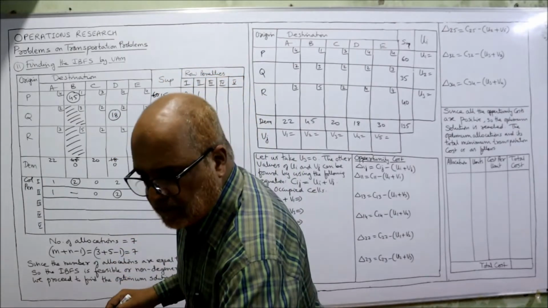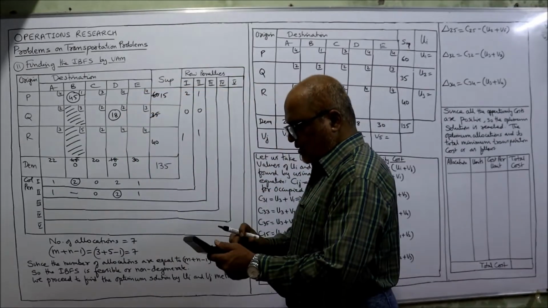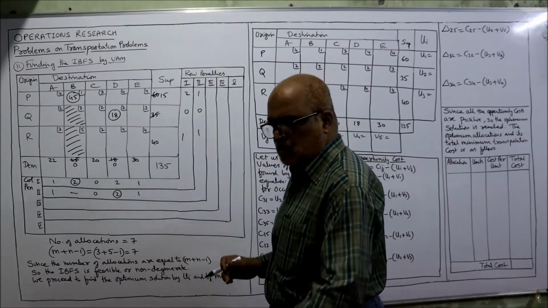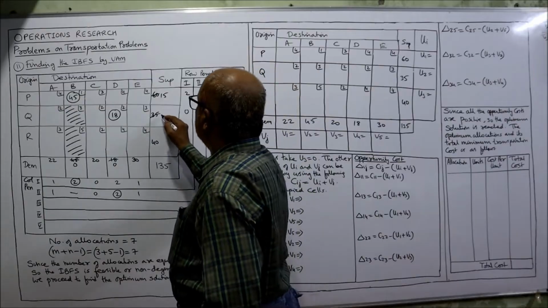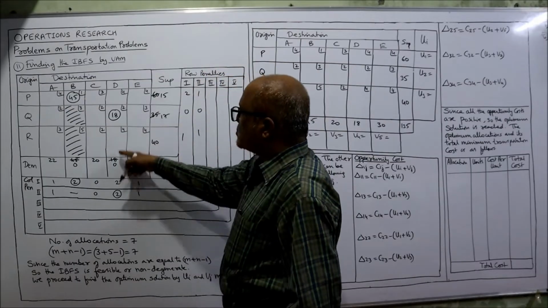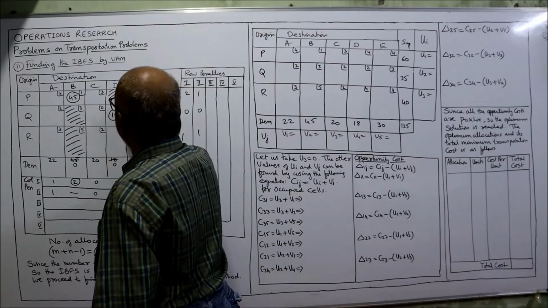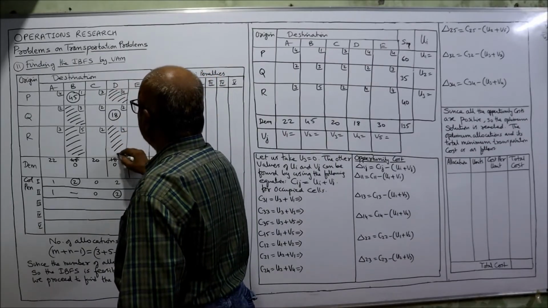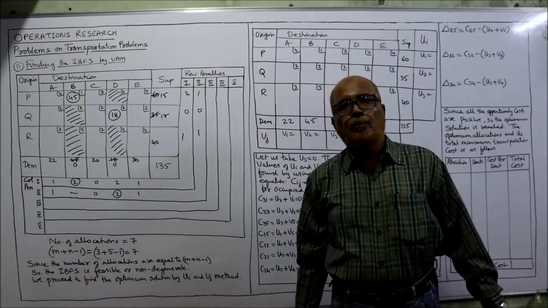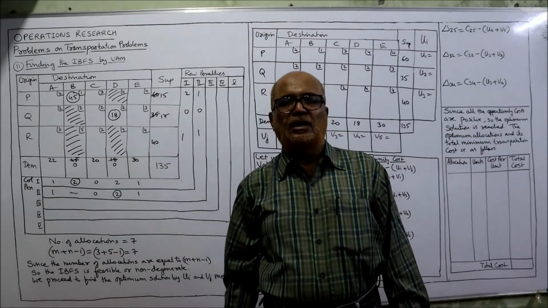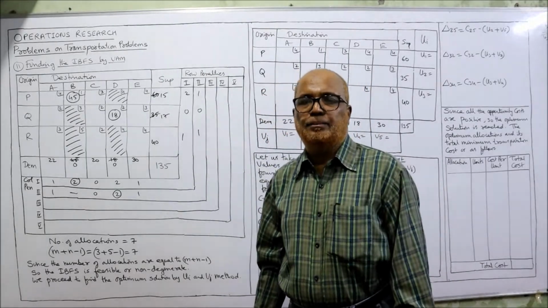35 minus 18, it comes to 17. So here 17 remains. So this column has become 0. So I block the column. That's all. 2 penalties I have completed. Now I am coming to the third penalty.